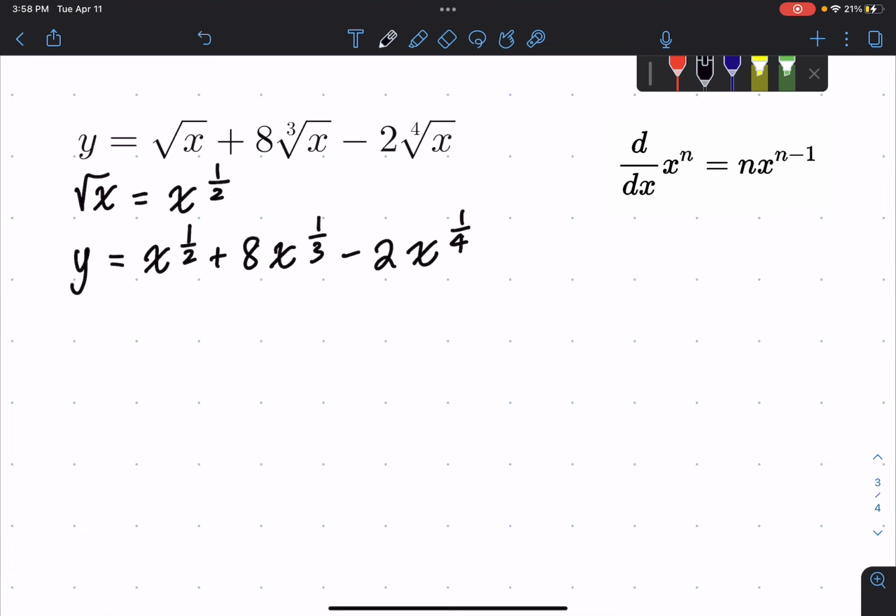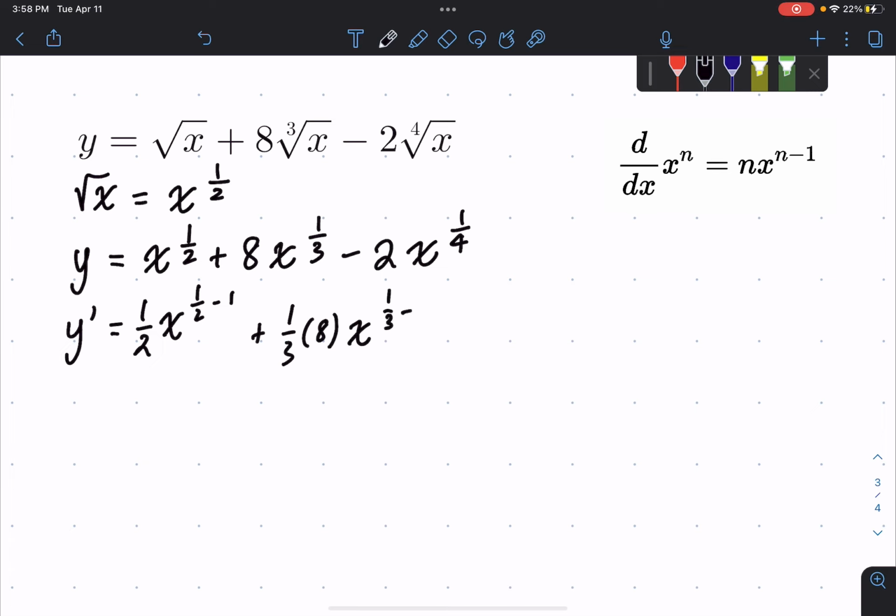Now we can use the power rule to differentiate this. So the derivative of y is equal to half x, because we're dropping down the coefficient, times x to the power of half minus 1, plus 1/3 times 8 x to the power of 1/3 minus 1, minus 1/4, dropping down the coefficient, times 2 times x to the power of 1 over 4 minus 1.